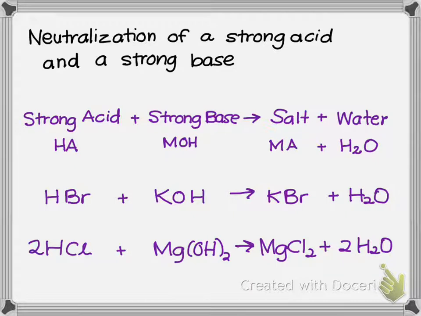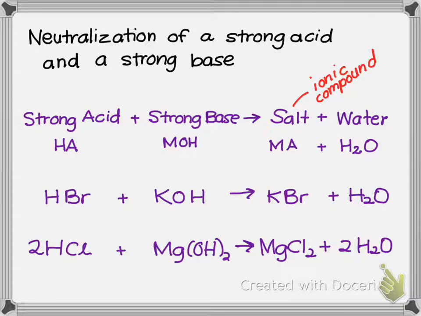When an acid reacts with a metal salt of a hydroxide base, we get a neutralization reaction. And the neutralization reaction always produces two products: a salt, which is just an ionic compound, and water. "Salt" is a generic word. It doesn't necessarily mean sodium chloride. So the first equation there is a general equation.